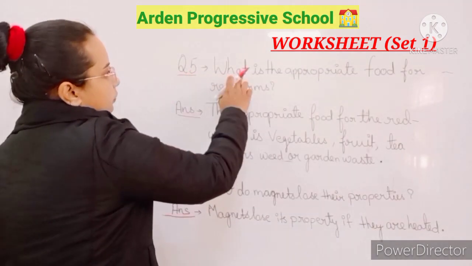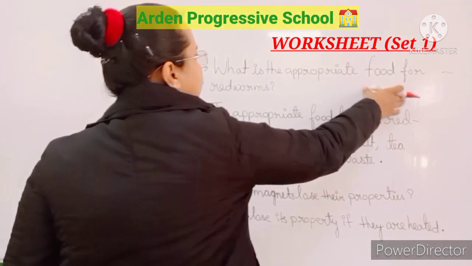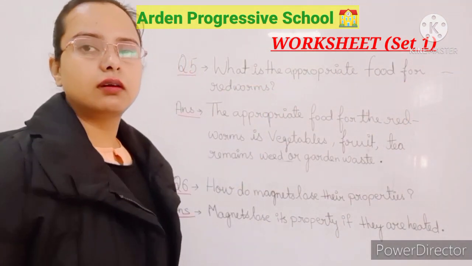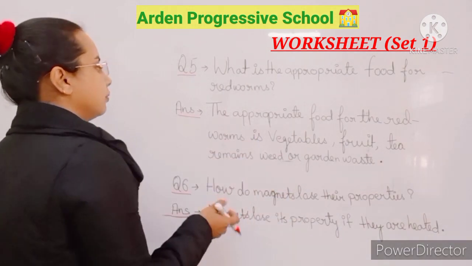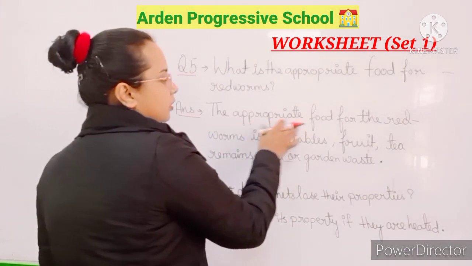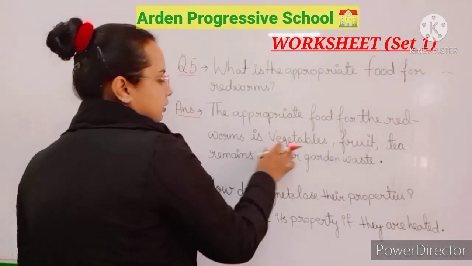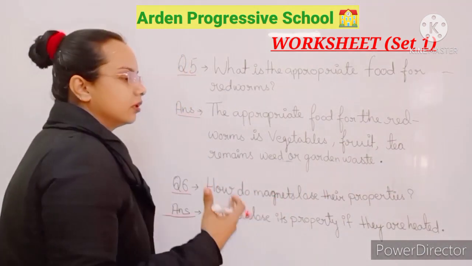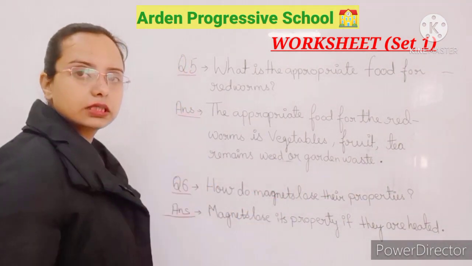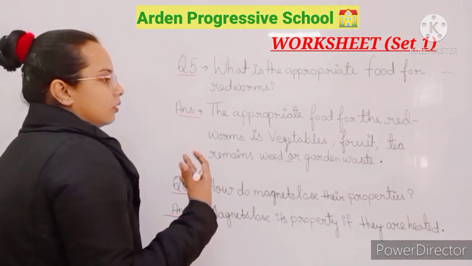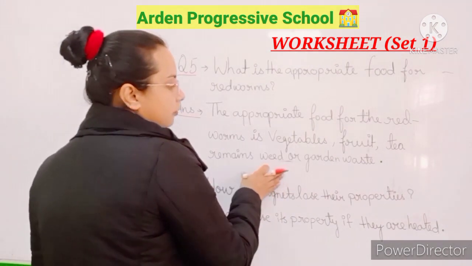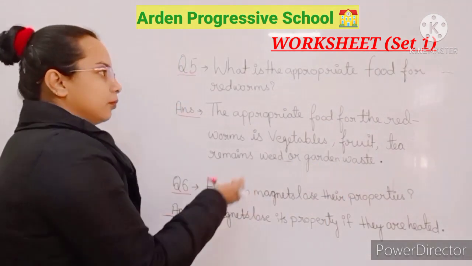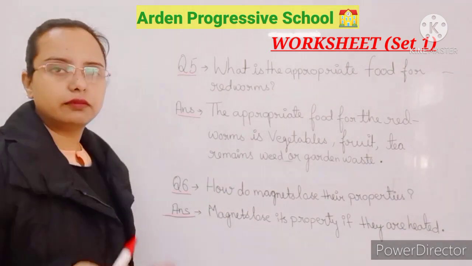Question number 5 is, what is the appropriate food for the red worms? You know that red worms are used for vermicomposting. So what is their appropriate food? The appropriate food for the red worms is vegetable, fruit, and tea remains, like vegetable peels or fruit peels, or the tea, or the weeds or the garden waste. So these are the appropriate food for the red worms.